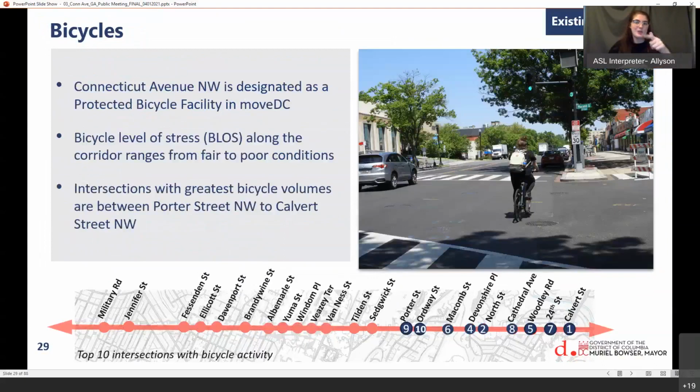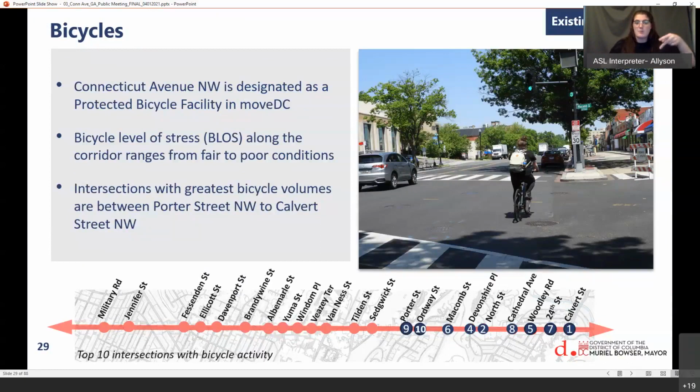In terms of bicycles, again, we talked about Connecticut Avenue being designated as a protected bicycle facility in Move DC. The bicycle level of stress along the corridor ranges from fair to poor. And as you can see with the numbers below the screen, the intersections with the greatest bicycle volumes run from Porter Street to Calvert Street.